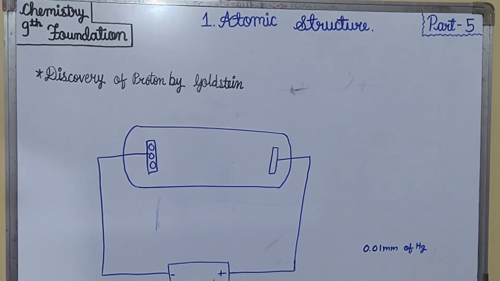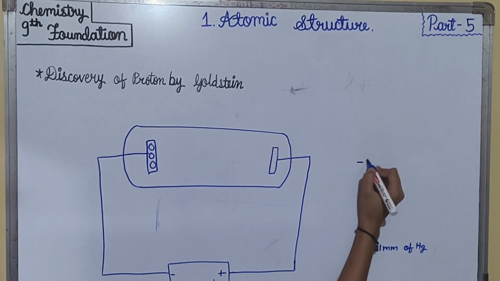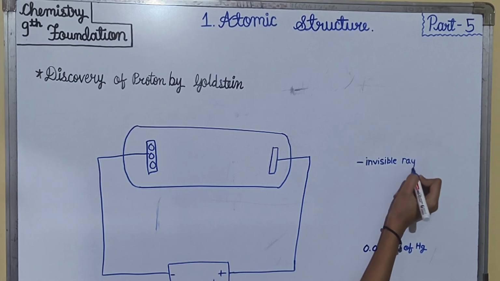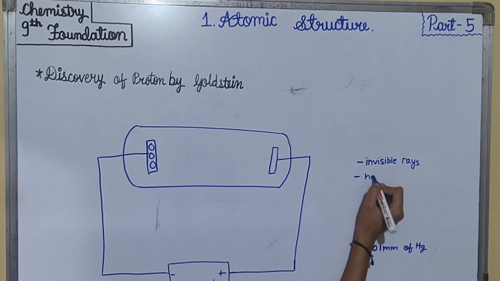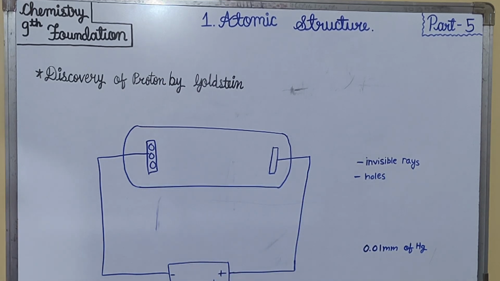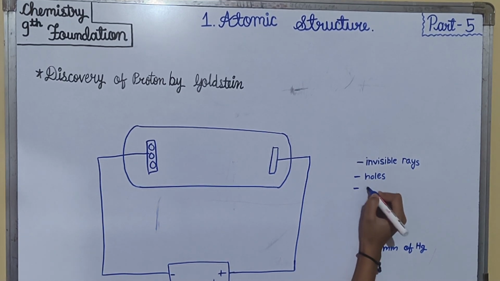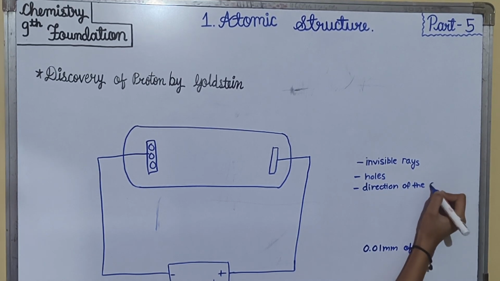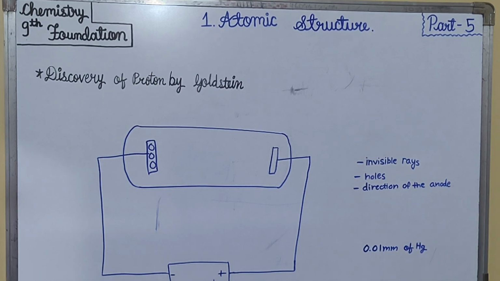He detected some invisible rays coming out of those holes, from the direction of the anode. He called these rays as anode rays or positive rays.